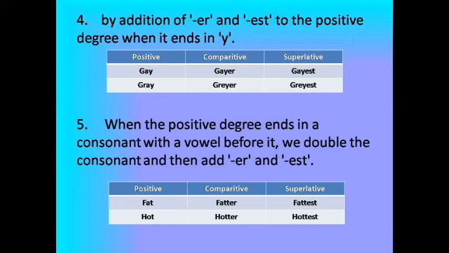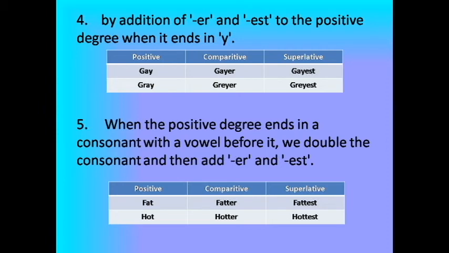The next one is when the positive degree ends in a consonant with a vowel before it, we double the consonant and then add er and est. So the adjective is fat in the positive case, and it changes into fatter in the comparative state by adding ter. Where does this t come from? This t comes from the adjective, that is fat. It ends with t. So we double that t. So it becomes fa double ter in the comparative degree.